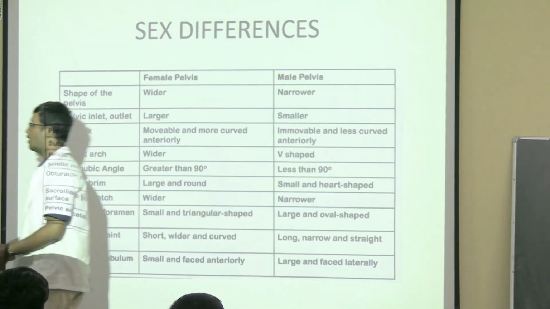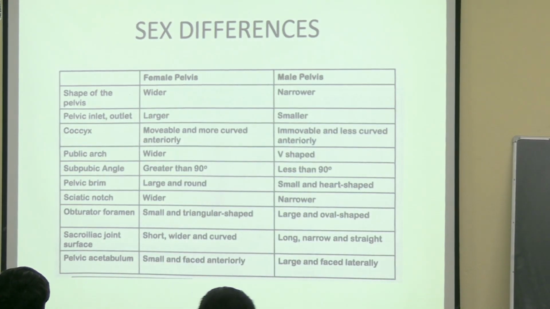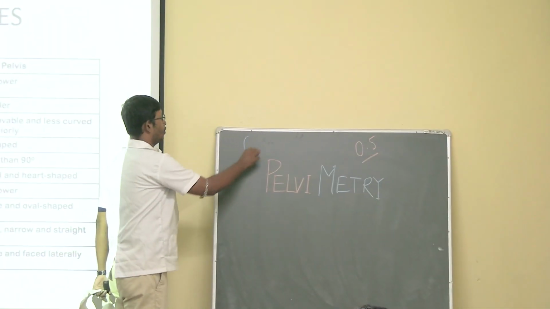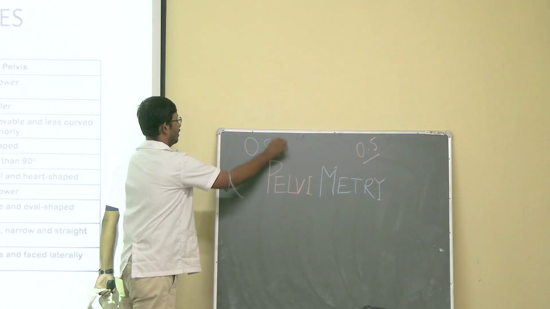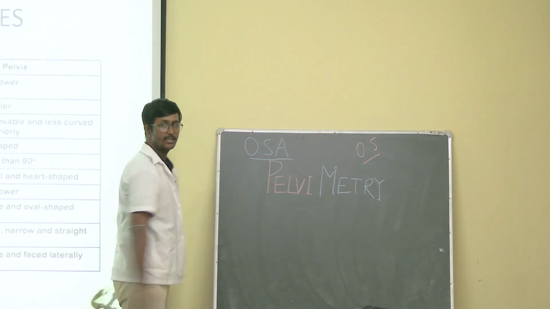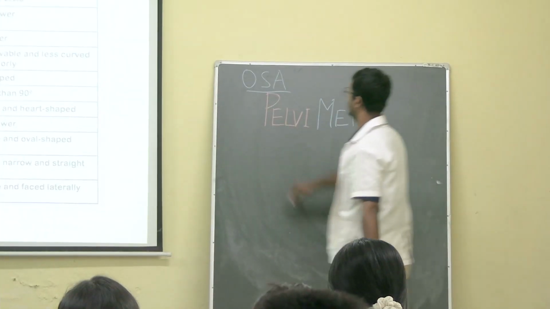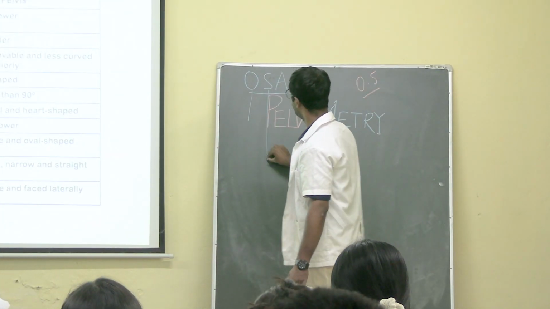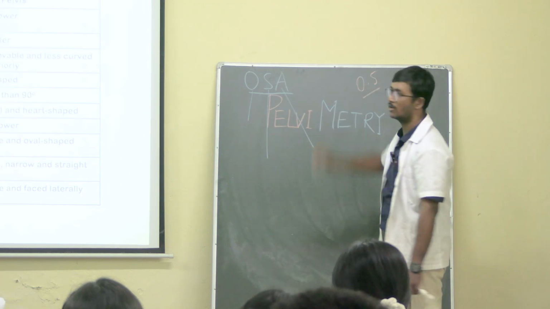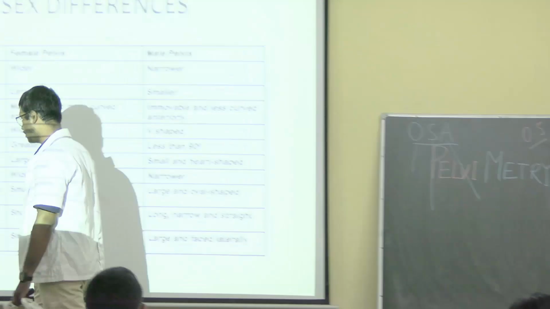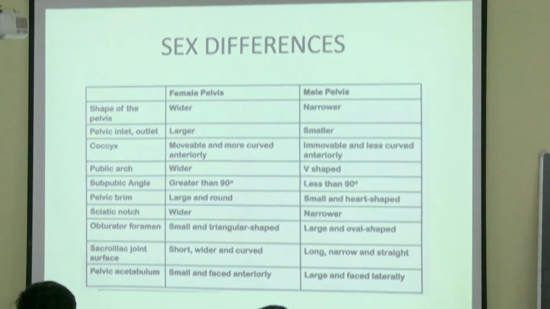So only OSA, we remember this with a mnemonic: OSA. These three things will be wider and larger in males: your obturator foramen, sacroiliac joint and acetabular notch. All the rest will be wider in females.